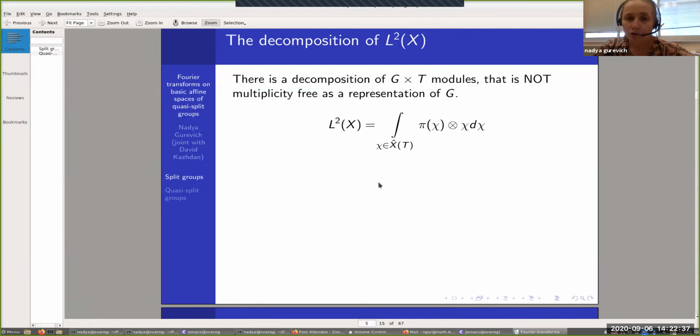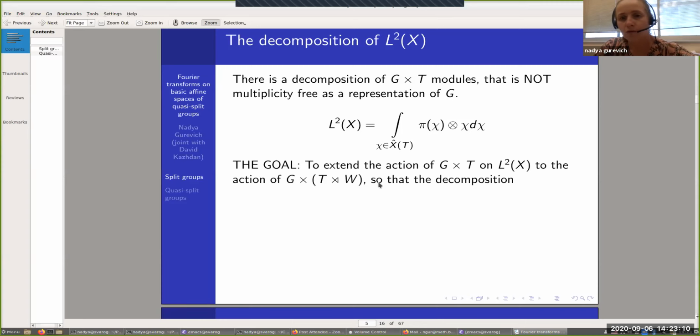Okay, so this is a satisfactory answer, but note that if you look just at the decomposition as a G-module, this is not a multiplicity-free decomposition, because pi of chi and pi of W of chi are in fact the same representation. So the correspondence between representations of G and representations of T is not one-to-one. A priori, nothing wrong with that, but it is not as nice as one could hope for.